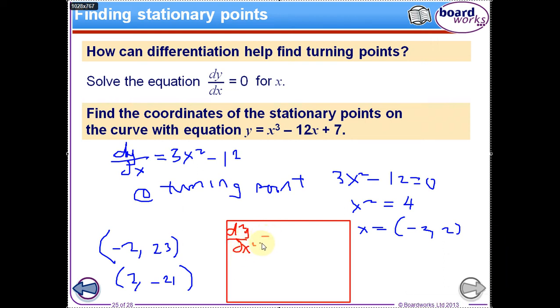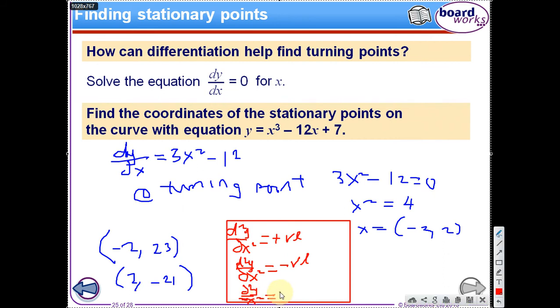When you differentiate the function the second time, if d squared y over dx squared is positive, then you conclude that it has a minimum point. But if d squared y over dx squared is negative, then you have a maximum point. When it is positive, you have a minimum point, meaning that it is an increasing function. When it is negative, it has a maximum point, meaning that it is a decreasing function. If d squared y over dx squared is 0, then it is an inflection point.